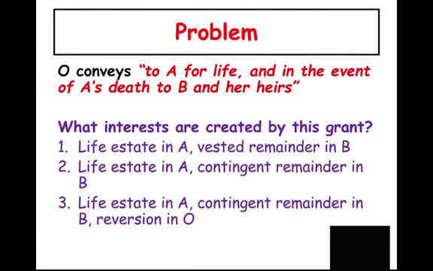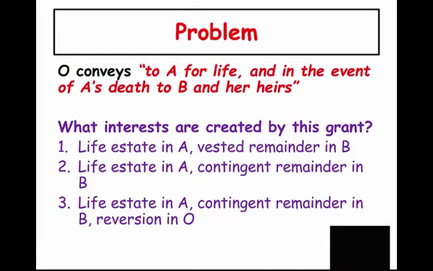Okay, so here's a problem that highlights the difference between a vested remainder and a contingent remainder. O conveys to A for life, and in the event of A's death, to B and her heirs. So we start, what does A have? We start at the beginning. A has a life estate. That means whatever follows has to be a remainder. Once we know it's a remainder, the question is, is it a vested remainder or is it a contingent remainder?